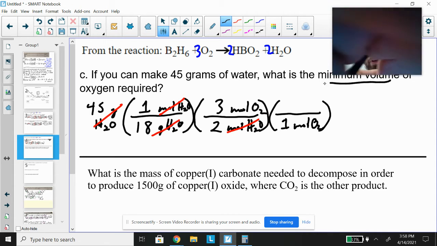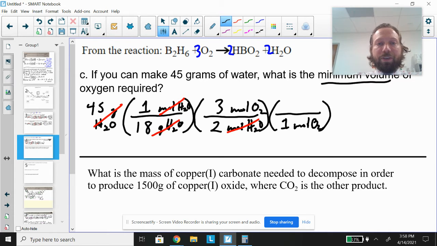But we're going to go to the minimum volume of oxygen. Don't get scared away by the word minimum, right? It's just like if you're making 45 grams of water, there's an exact amount that you're going to get from this equation, and that just happens to be also the minimum oxygen that you need for making 45 grams of water. You could have more than that. That would be excess, but the minimum amount is what you would calculate right here. So whatever answer is the minimum.